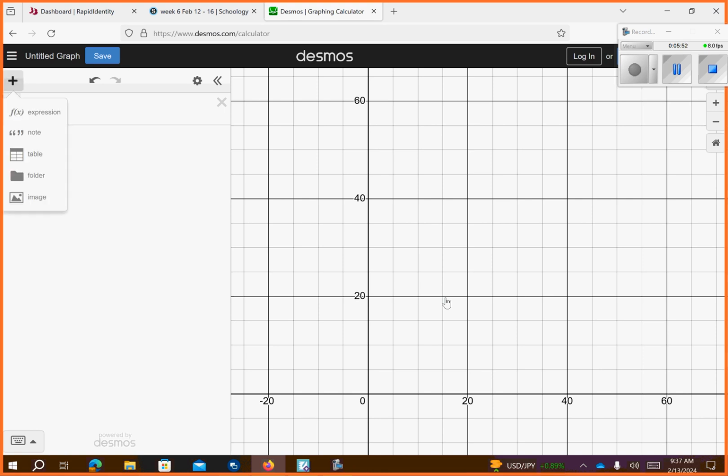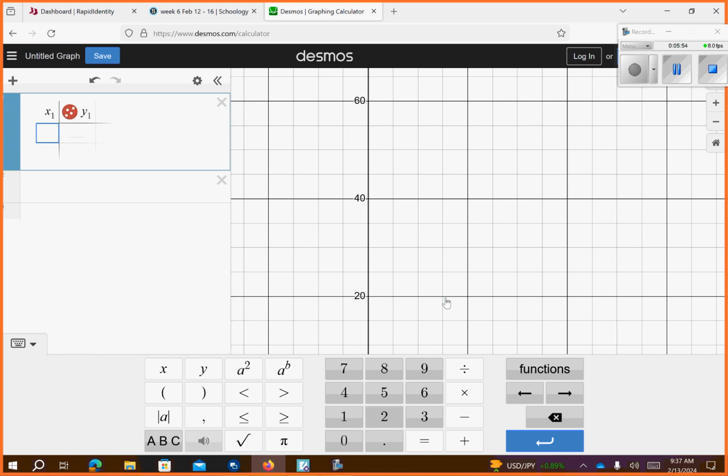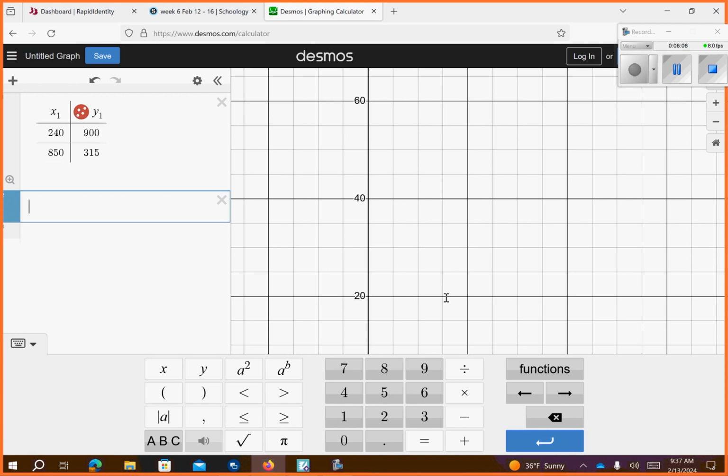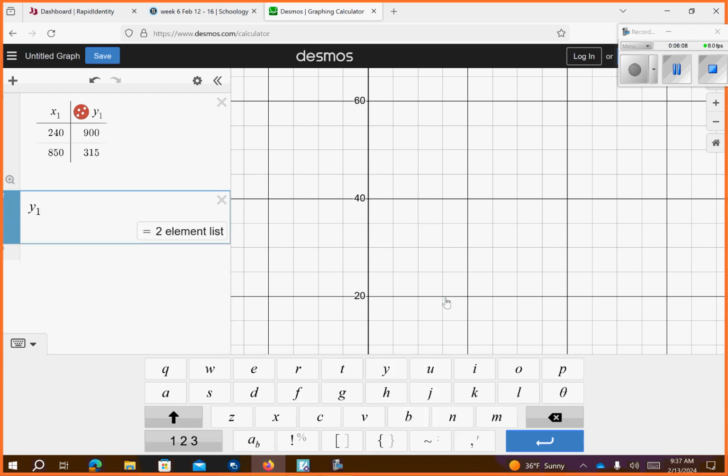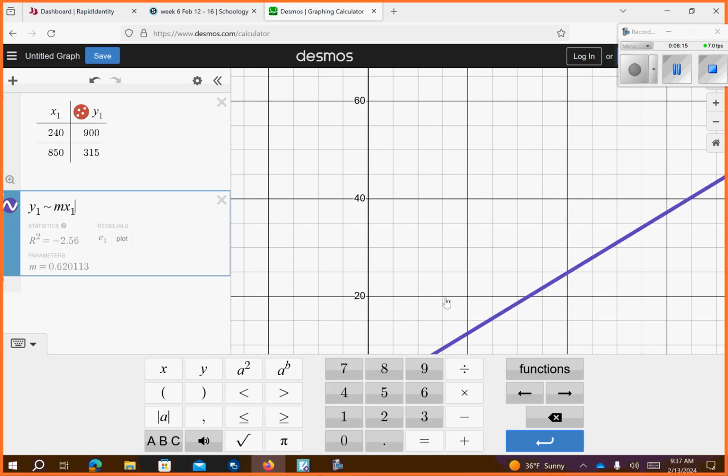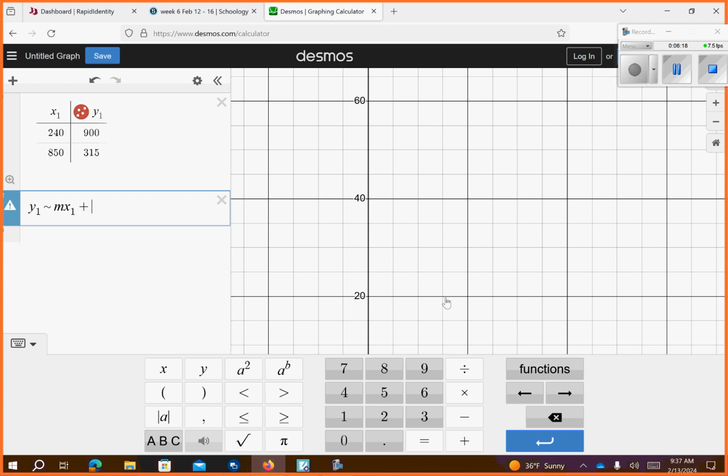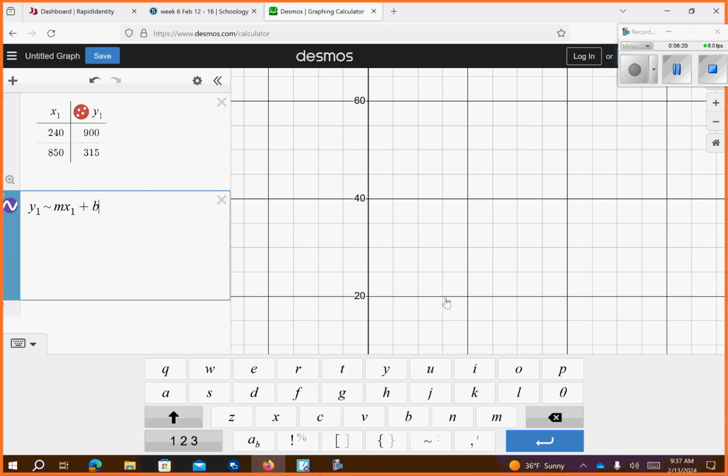So on this one, I'm just going to go ahead and make a table, and I'm going to go 240 and 900. And on the other one, I'm going to do 850 and 315. And then I'm going to go Y1, use my tilde, MX1 plus B. So that's basically going to be our equation for that.